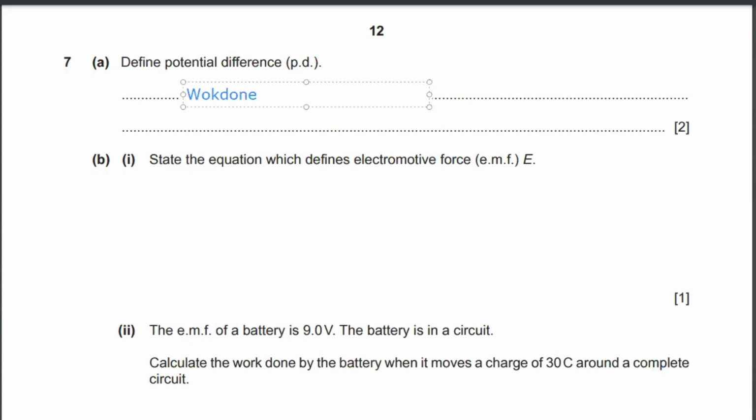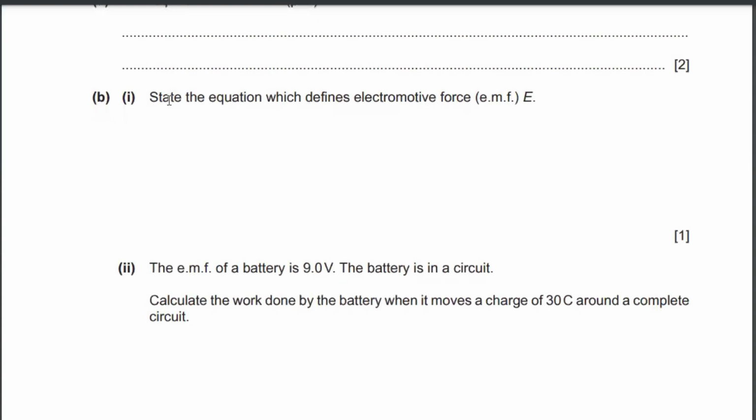So the definition for potential difference is work done by charge per unit. So work done by the charge to pass through a component, per unit time it took to pass through that component. The definition for potential difference, or another way to say it, would be work done in passing through a component in a certain amount of time.